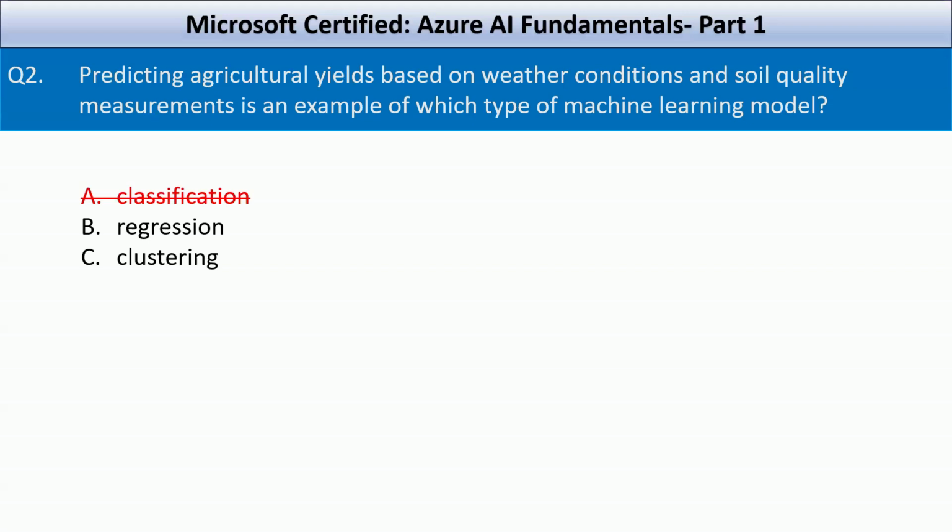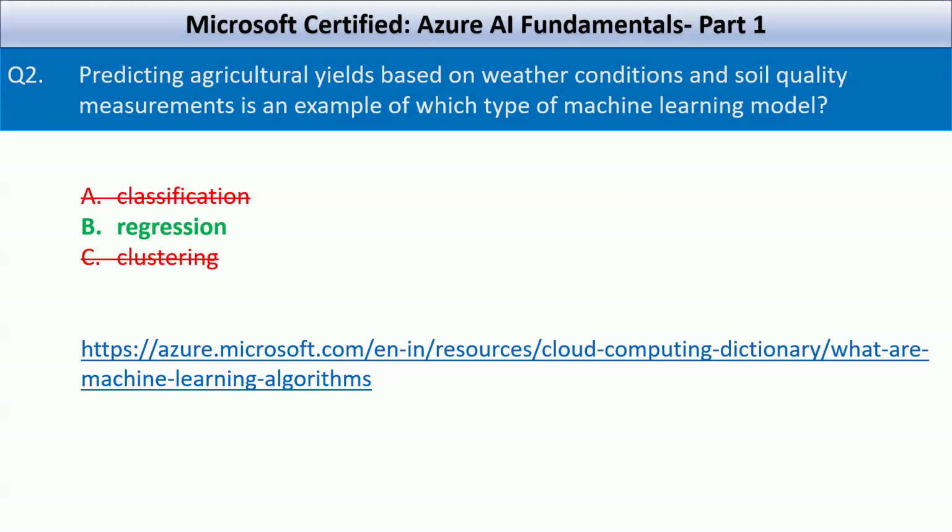Now, regression models predict continuous numerical values, making them ideal for estimating agricultural yields based on weather conditions and soil quality. The model learns the relationship between input variables, which can be temperature, rainfall, soil in this case, and the output will be crop yield. And friends, clustering, which we know is incorrect in this case, is used for grouping similar data points without predefined labels. As an example, grouping farms based on soil characteristics.